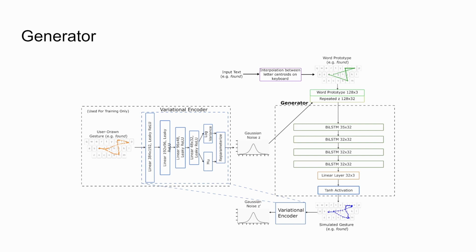The final output of the generator is then a simulated gesture. That simulated gesture is fed into the variational encoder in order to generate another Gaussian latent code, which is used in the 2-cycle training to compare against the original latent code.